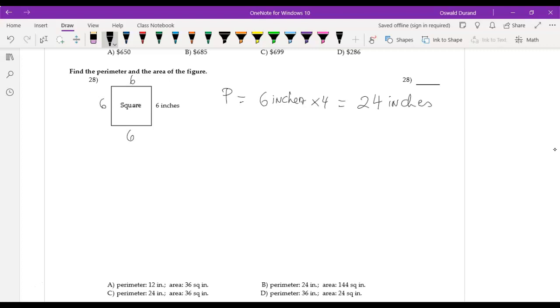Okay. Now, the area is a little bit different because now you're looking for the area inside the enclosure, right? So this is the enclosed side, and whatever is inside, that's your area. And you calculate that by doing the product of the two sides only. If you do the product of those two sides, it will give you the area in square inches. So area, in this case, would be 6 times 6, or you can say 6 squared. And that will give you 36. Make sure that you don't put inches because that would be incorrect. You will have to put square.